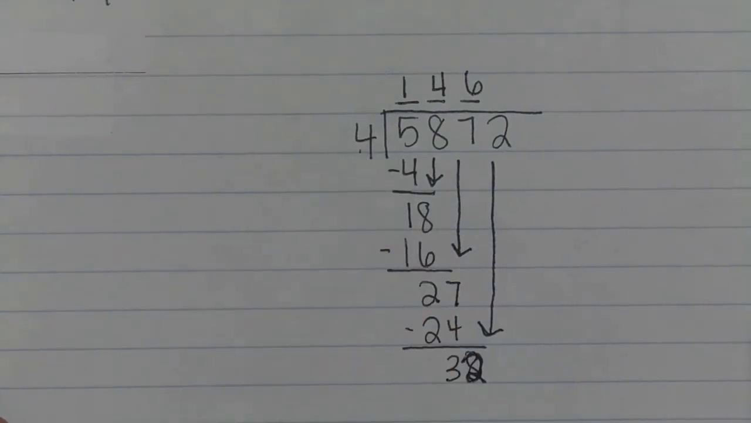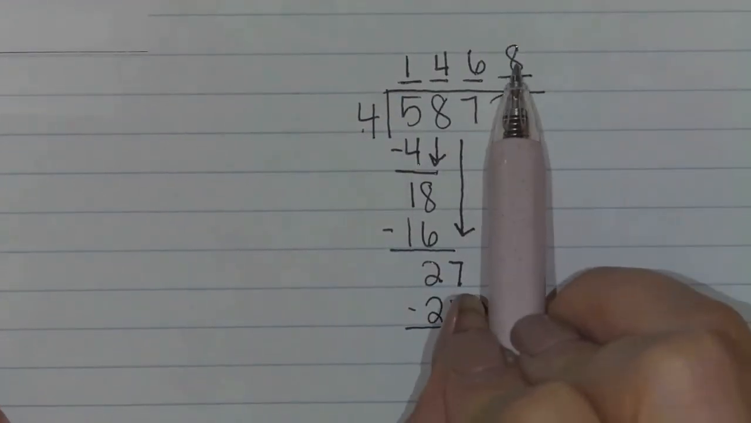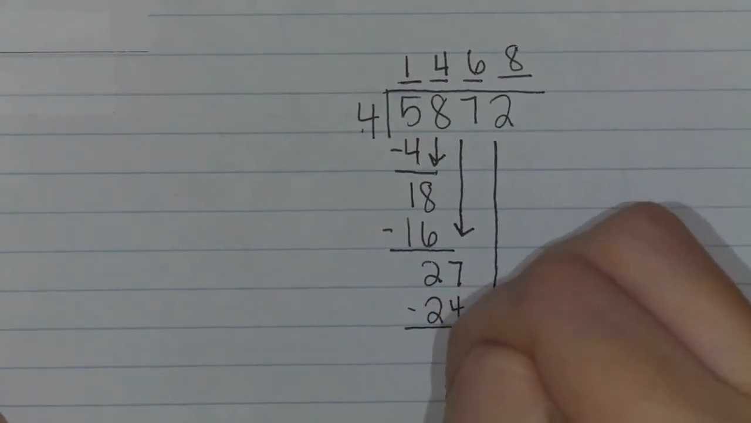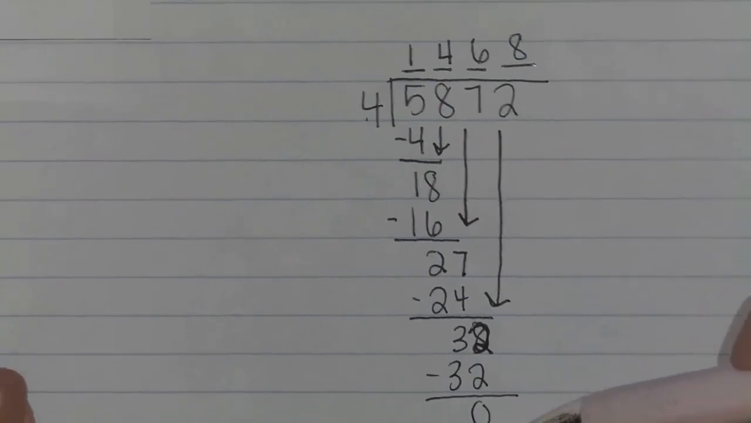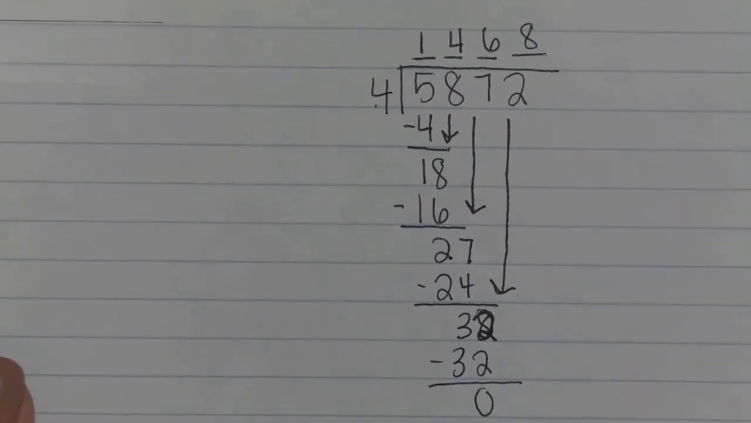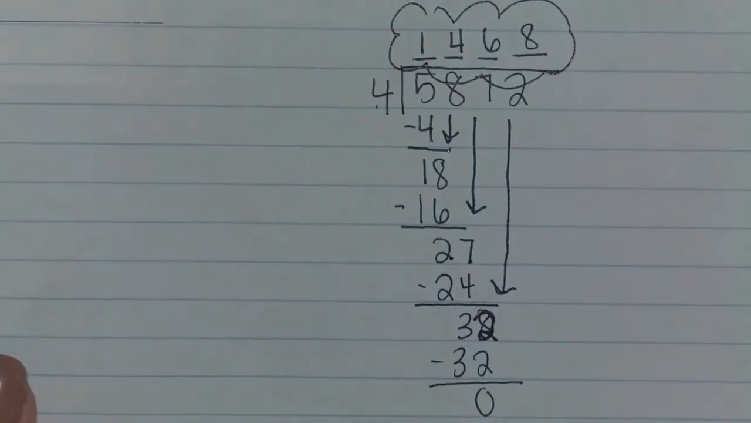So 4 goes into 32 a total of 8 times. Oh, that's why I wrote the 8. It goes in a total of 8 times. Multiply. 8 times 4 gives me 32. When I subtract, I get 0, and there's nothing else for me to bring down, and I have no remainder this time. So my answer to 5,872 divided by 4 gives me a quotient of 1,468.